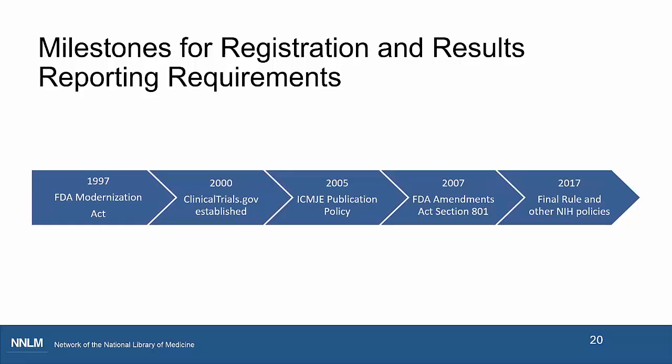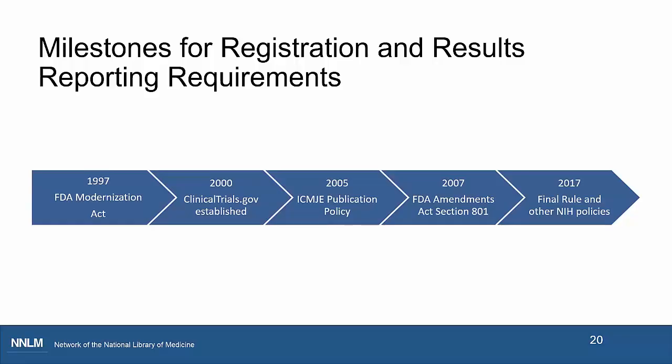Then, in 2007, Congress enacted Section 801 of the Food and Drug Administration Amendments Act, or FDAAA 801. It expanded the types of studies that were required to be registered in ClinicalTrials.gov, as well as the data and summary results that needed to be submitted. This law applied to specified clinical trials of drugs, biological products, and medical devices.